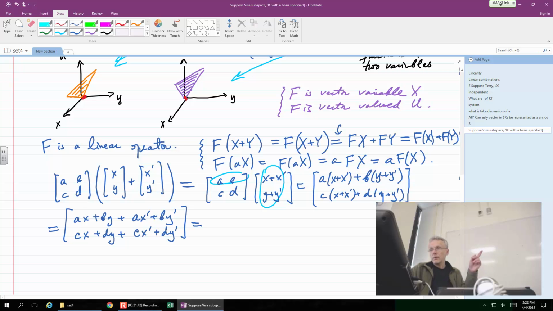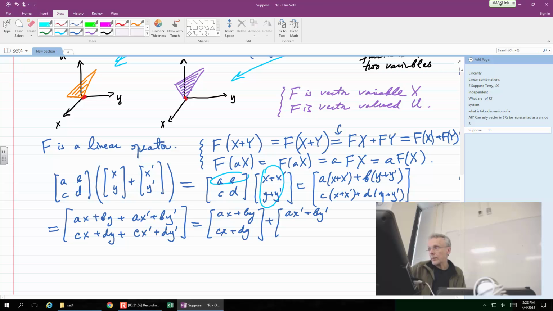Now, you see what I'm doing next? Split it down the middle. (ax plus by, cx plus dy) plus the other one, (ax prime plus by prime, cx prime plus dy prime). Okay, and the last step is, what's the last step? No, we just split it. We don't want to go back. What is the first vector? A, B, C, D what?